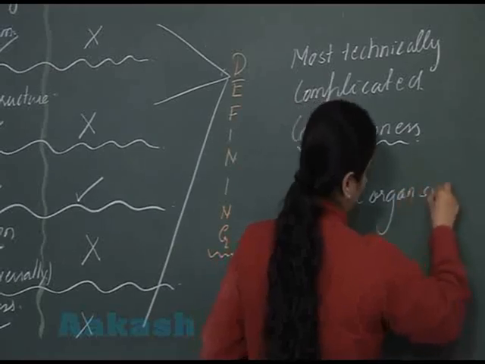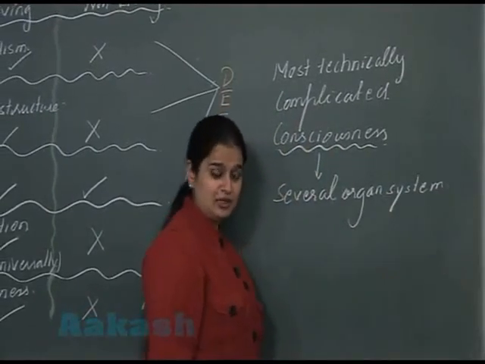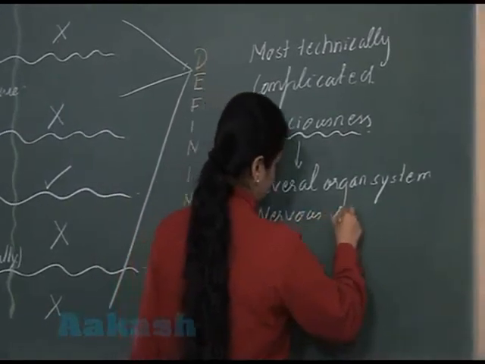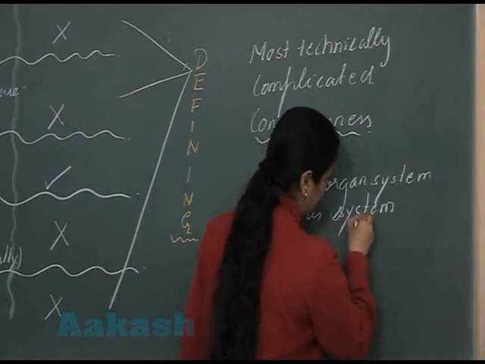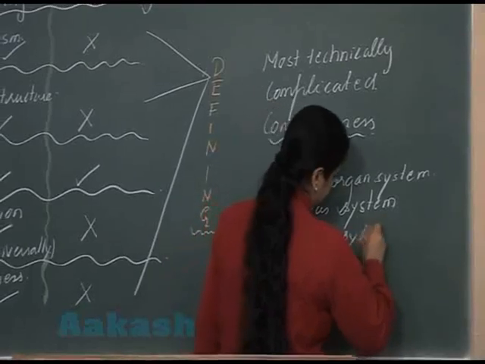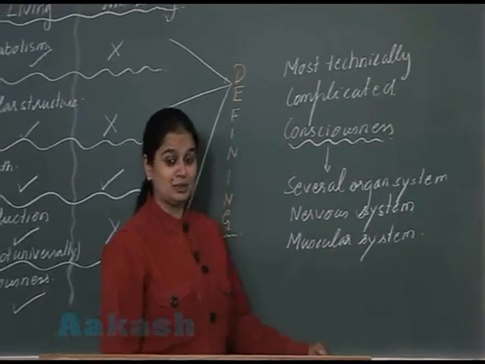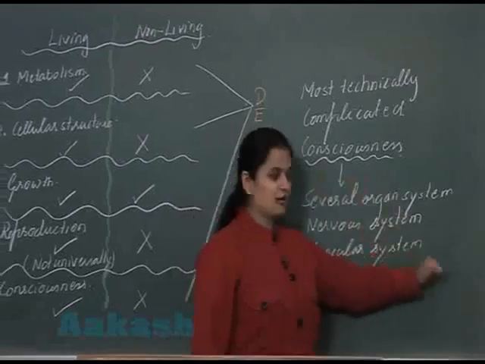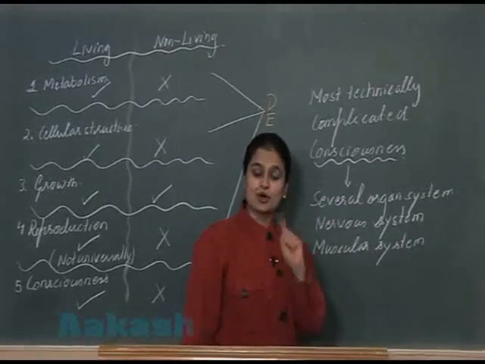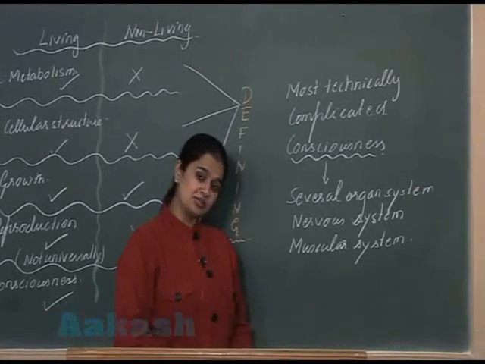Several organ systems. The one which we have studied here, for example, there is involvement of the nervous system, there is involvement of the muscular system. So for consciousness, for the ability to sense and respond, several organ systems are required. That's why it is known as the most complicated feature associated with living organisms. So this is clear to all of you?